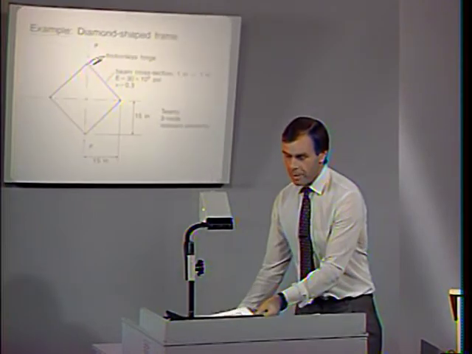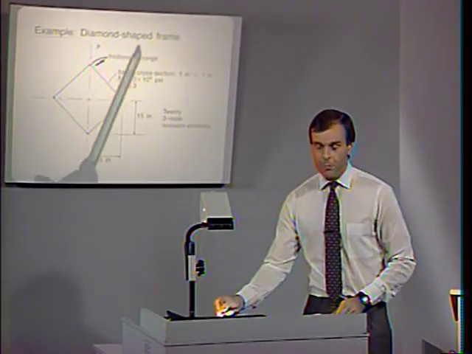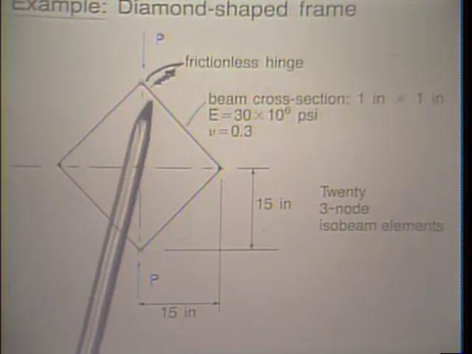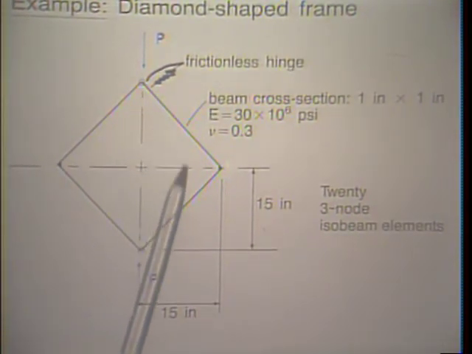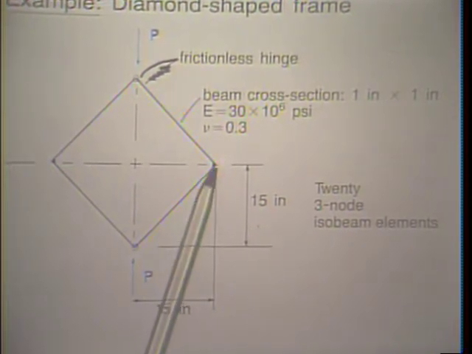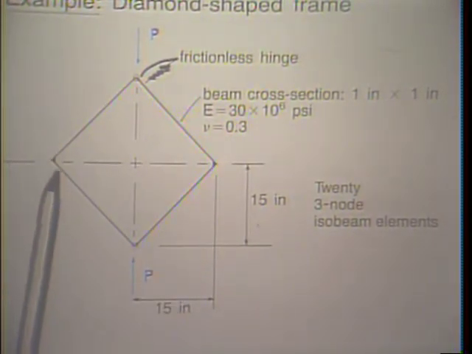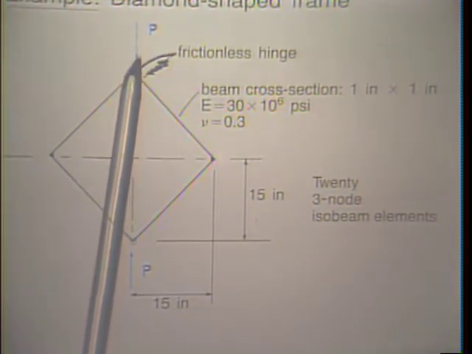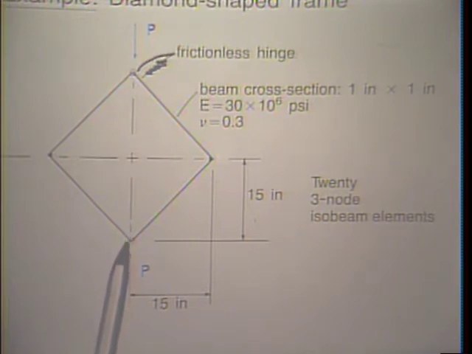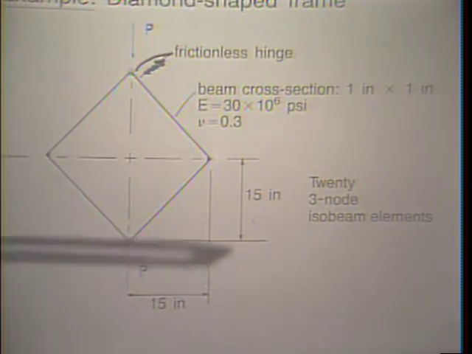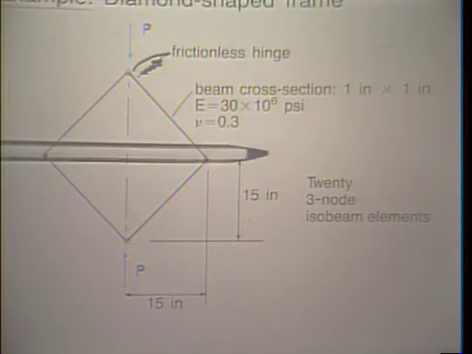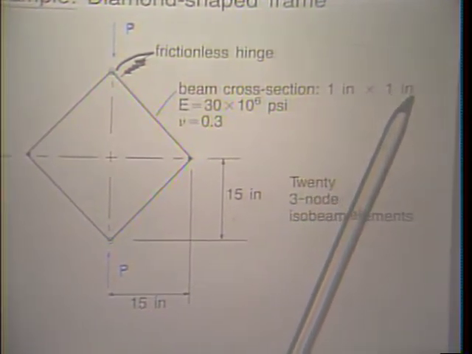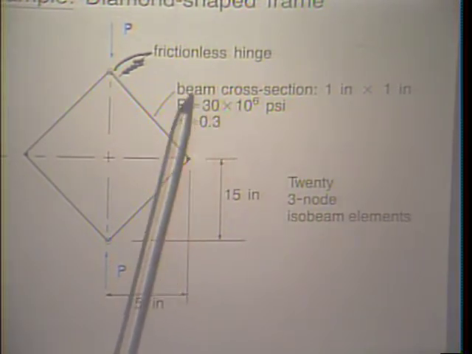In this example, we consider a diamond-shaped frame. That frame is shown here. Notice we have a frictionless hinge up there. And down here, we have a rigid weld here and over here. Notice that the frame is pushed down with a load P here and is pushed up here. Of course, the deformations of the frame will be symmetric about this line here. Notice that the beam cross-section is 1 inch by 1 inch, and here are the material data for the beam.